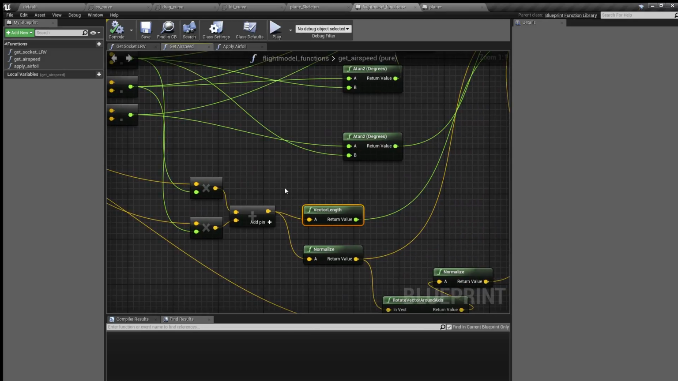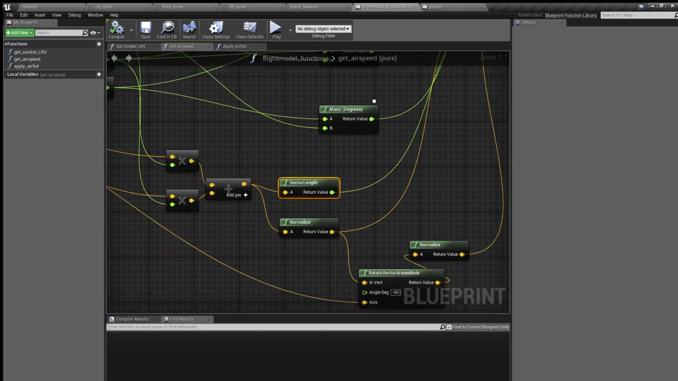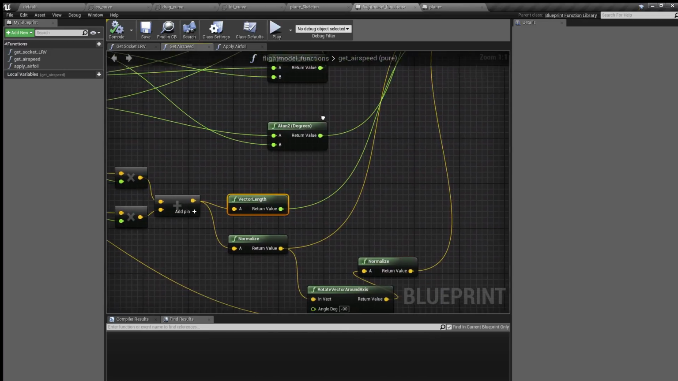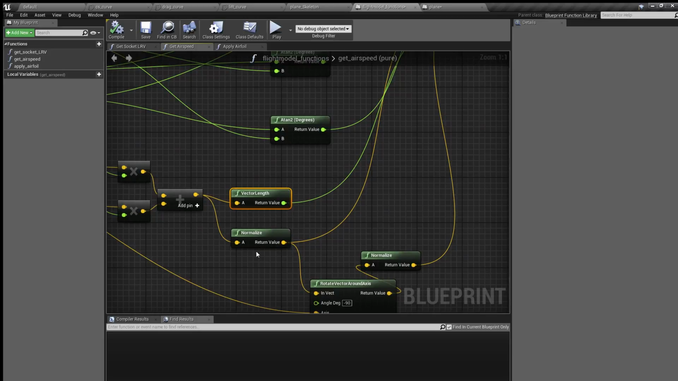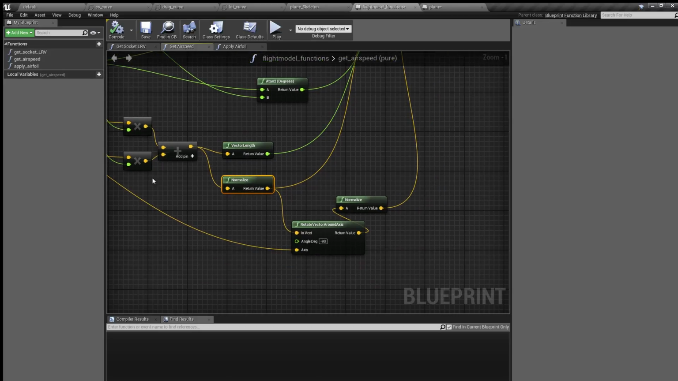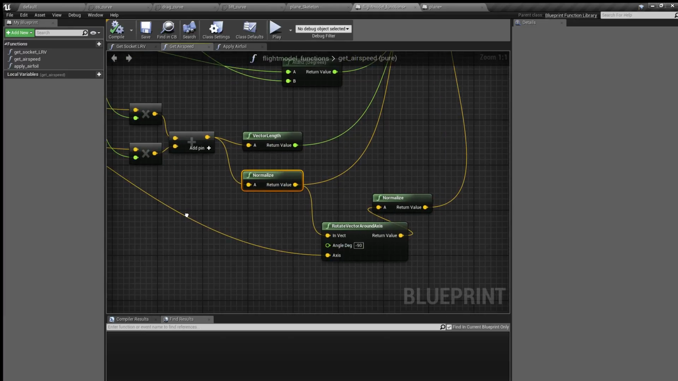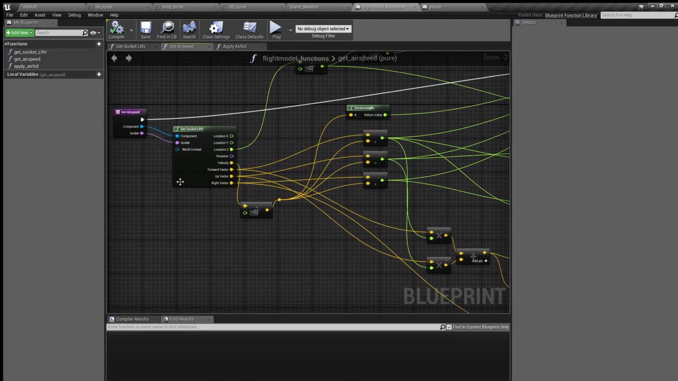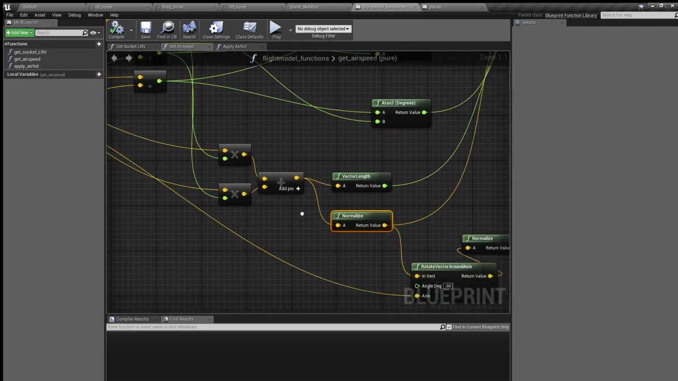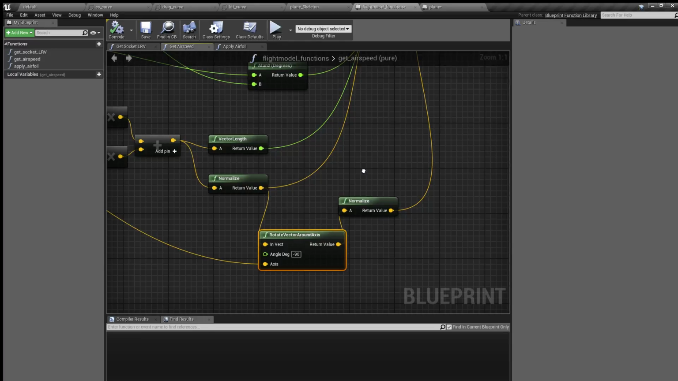Okay, and the length of this vector is the airstream velocity, and I also calculate the lift direction by rotating this stream direction by minus 90 degrees along the right vector. This calculates a vector that's 90 degrees off the airstream. This is the direction in which lift will be applied.